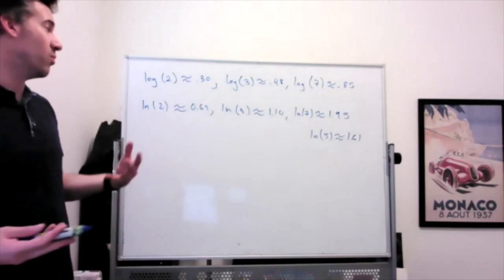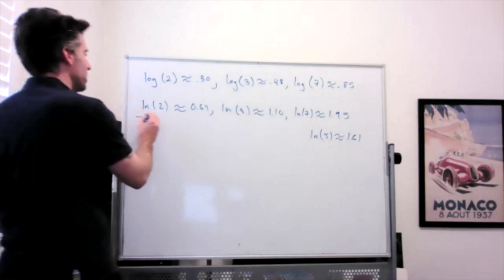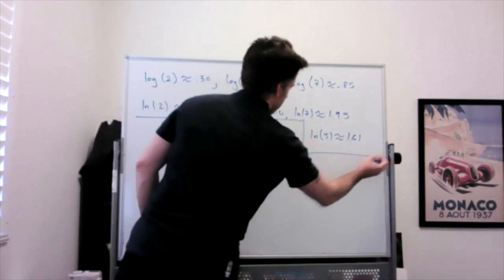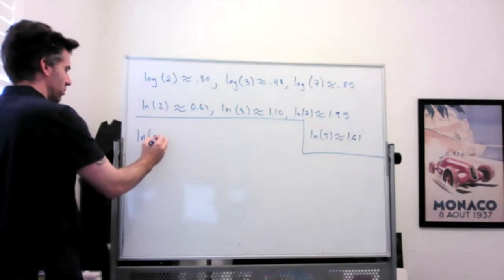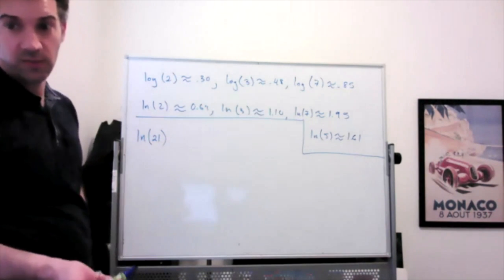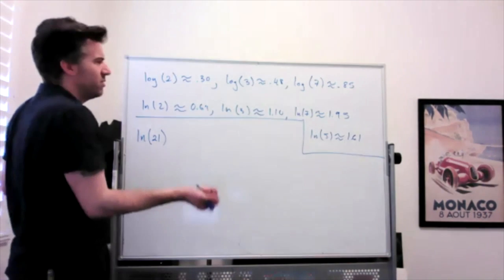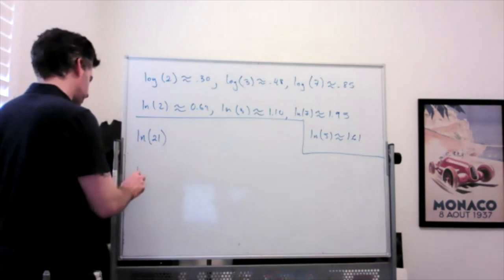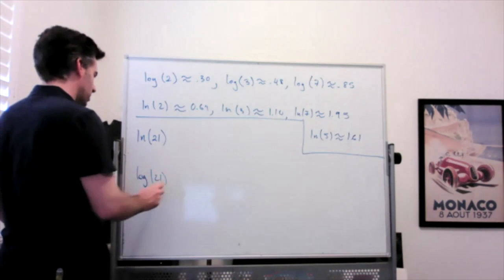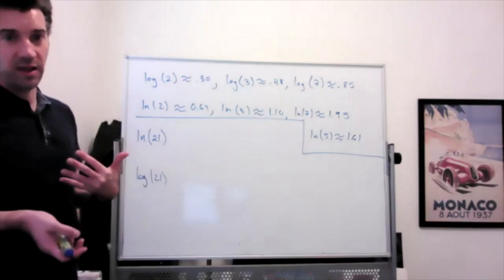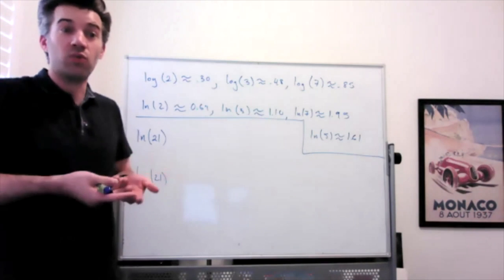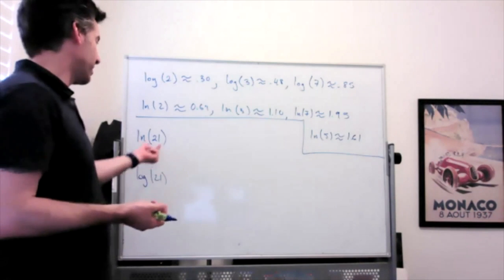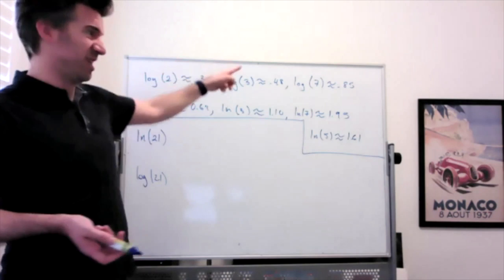But here's what we want to do with this. We were going to use these to say, what's the natural log of 21 approximately equal to? Oh, sorry, well, we'll do natural log and we'll do log. Why not? So the idea for both of these is that this is a test of our ability to use the rules of logarithms to write this as something we already have.